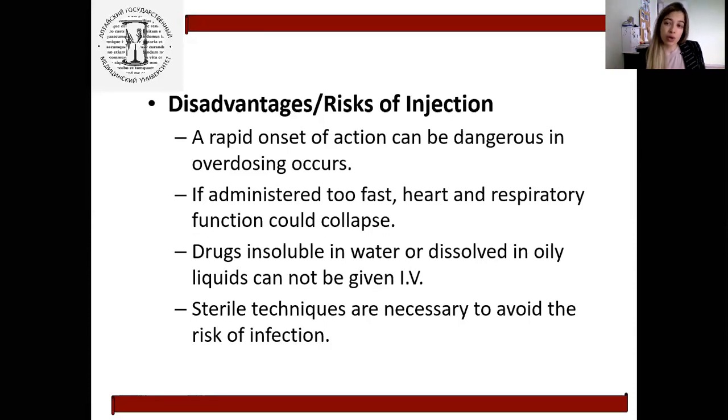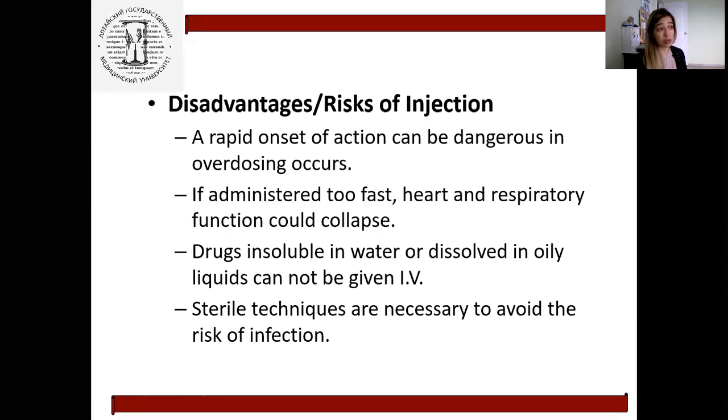If the drug is administered too fast, heart and respiratory function could collapse. Really, some drugs with strong effects can collapse the heart. This is a dangerous complication of some potent drugs. So you should always think, have I to administer this drug in drops, like how we call it, like an IV system, when you have drops which slowly inject the drug in the blood. Okay, drugs insoluble in water or dissolved in oily liquids cannot be given by IV. Of course, everybody understands that you shouldn't give liquid oils in the blood.